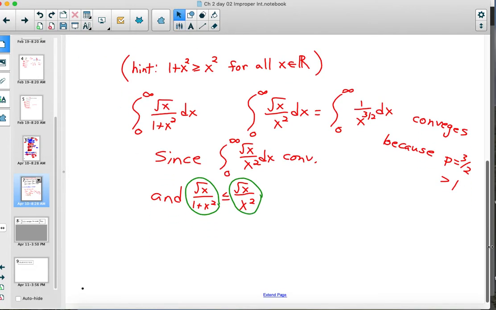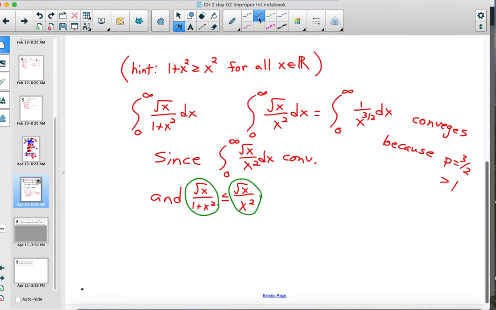Therefore, since g converges, I know that the integral from 0 to infinity of f, which is root x over 1 plus x squared dx, also converges. And at first, this might take a couple times thinking through it to get the hang of this idea. This is kind of a new concept for some of you when you're trying to decide if something converges or diverges and we're comparing it with another function. So there's a lot going on here.